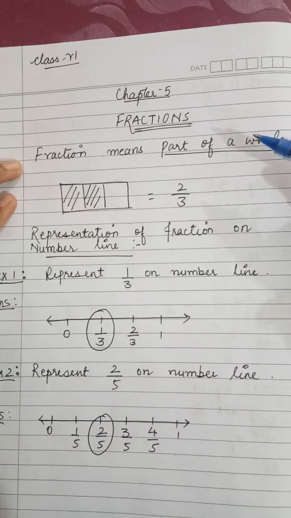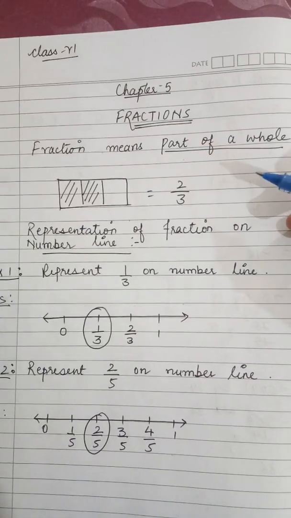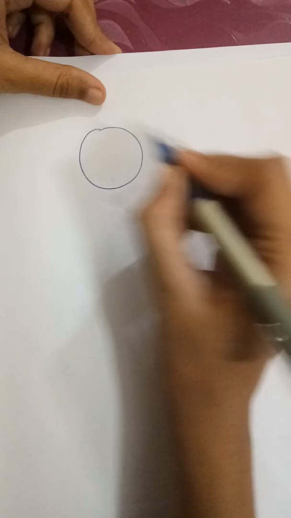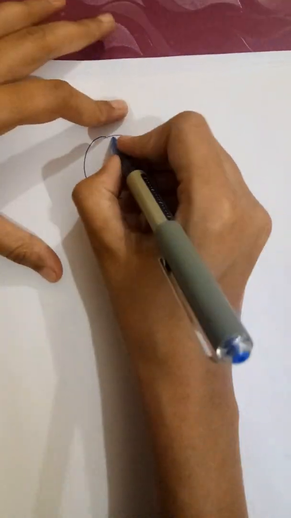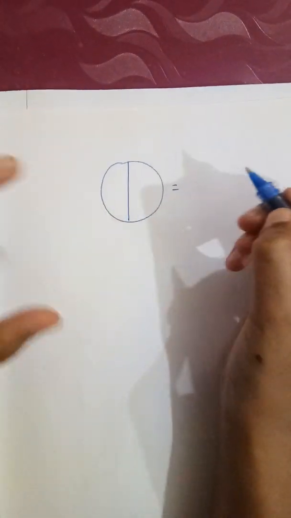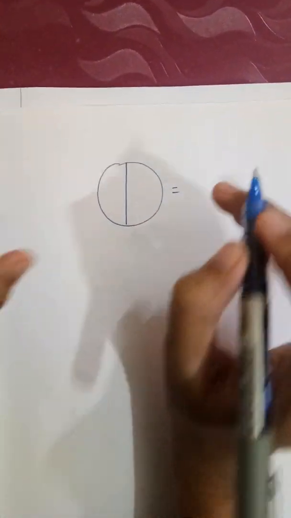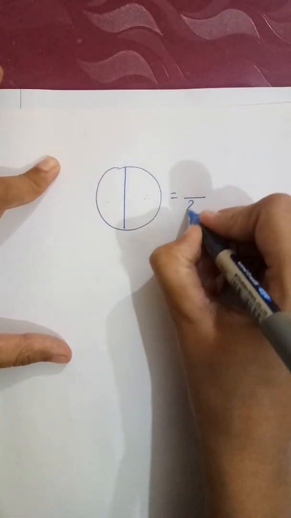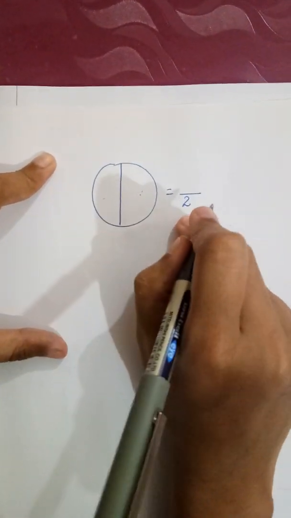The chapter is fractions. Now before starting with the questions, let me tell you what actually a fraction is. When we talk about a fraction, it means out of the whole. For example, I have divided this whole part into two parts. So how many parts are there with me? 2. So I am going to write here 2 in the denominator.